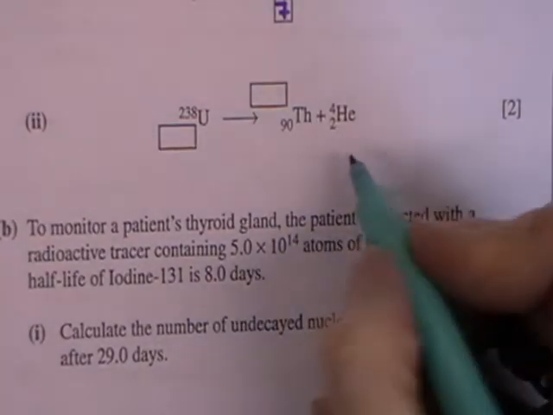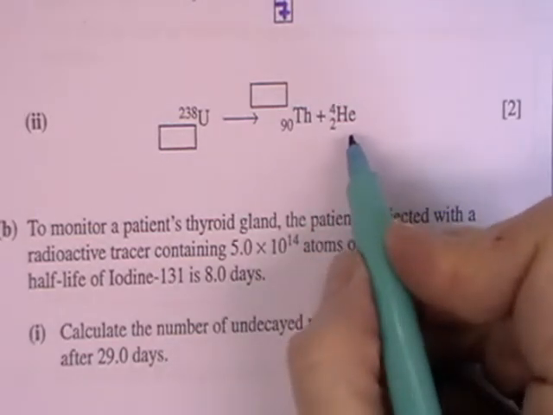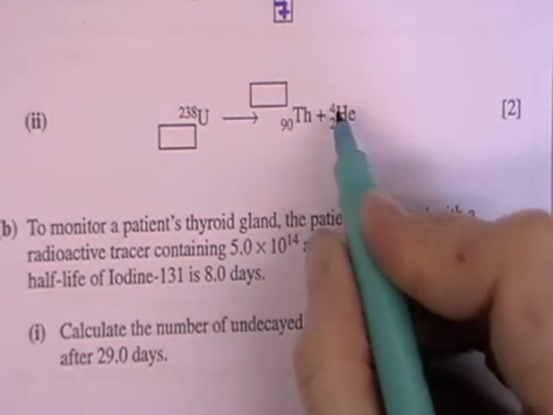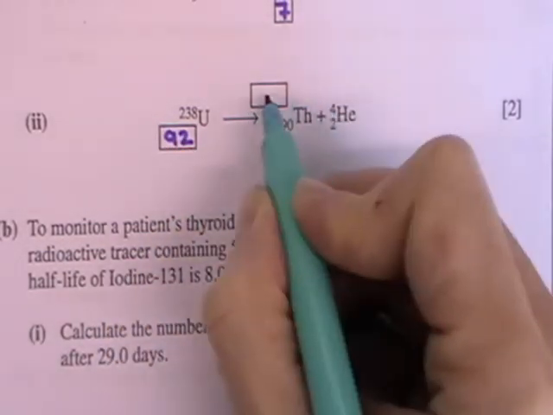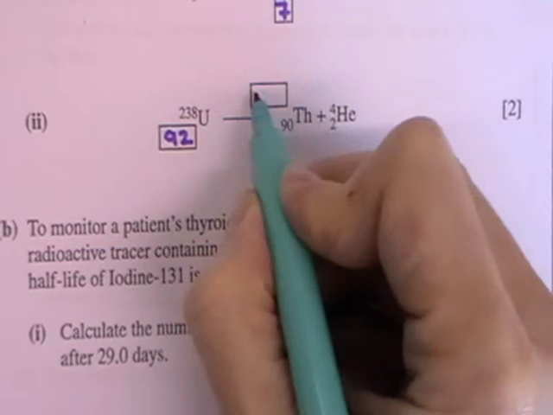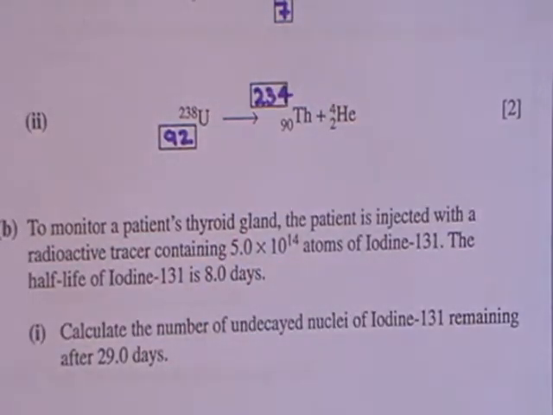Second equation shows a decay of uranium to thorium, and it's decaying, giving out an alpha particle. And so 2 plus 90 gives you 92, and 4 plus something gives you 238. So 4 plus 234 gives you 238.